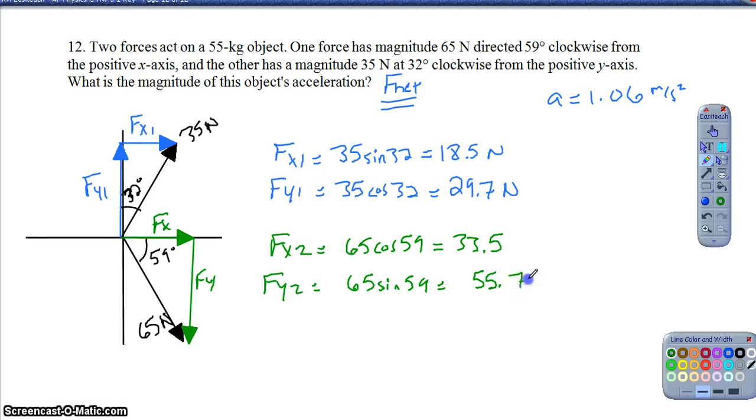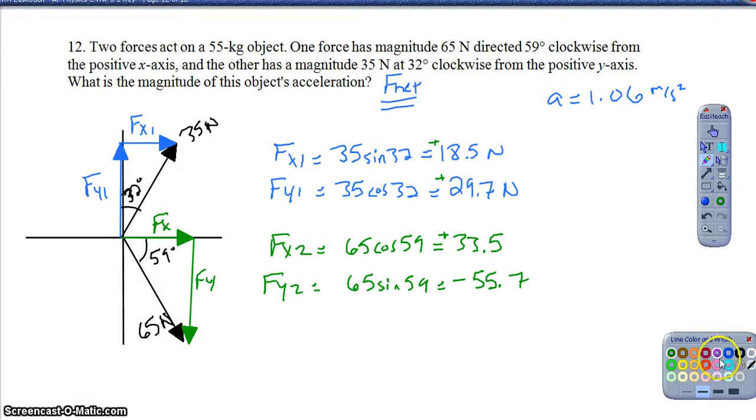Now the last thing that I want to do is just think about all of these components and whether they should be positive or negative. So because this one went up and this one went to the right, I'm going to go ahead and leave both of those as positive quantities. The x component for my second force down here still went to the right. However, it did go down, so I'm going to define that 55.7 as a negative 55.7.